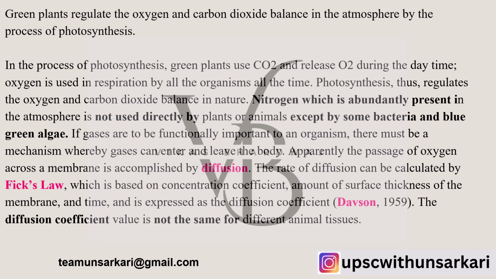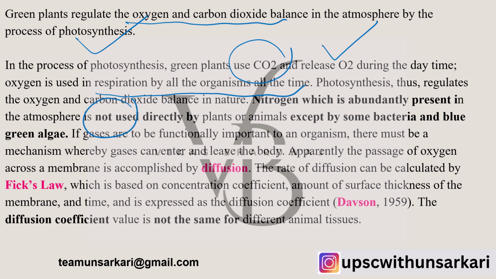Green plants regulate the oxygen and carbon dioxide balance in the atmosphere by the process of photosynthesis. We already know that. In the process of photosynthesis, green plants use carbon dioxide and release O2 during the daytime. Oxygen is used in respiration by all organisms all the time. Therefore, photosynthesis is regulating the oxygen and carbon dioxide balance in nature, and the nitrogen which is evidently present in the atmosphere is not directly used by plants and animals, except some bacteria and blue-green algae.